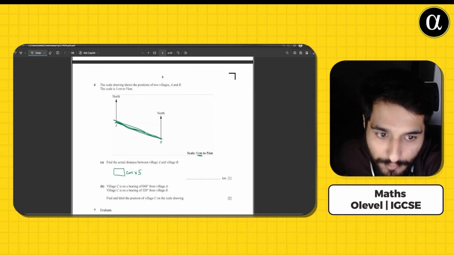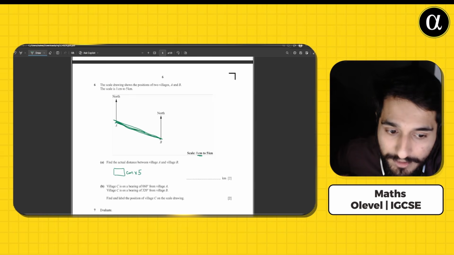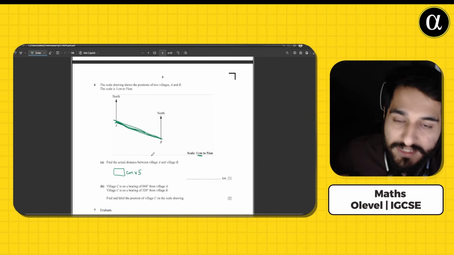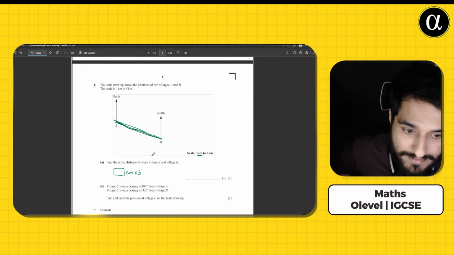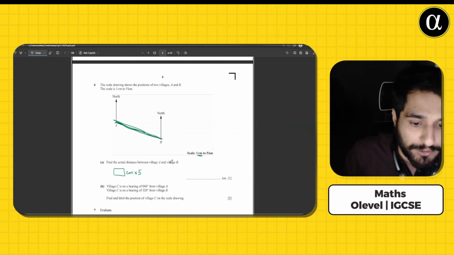Let me repeat again. You're going to measure AB using a straight ruler in terms of centimeters, and whatever the answer is, just multiply it with 5, because it says 1 centimeter on this map of the question paper represents 5 kilometers on the real location, and then we are supposed to find the actual distance between village A and village B. That's how you're going to attempt.